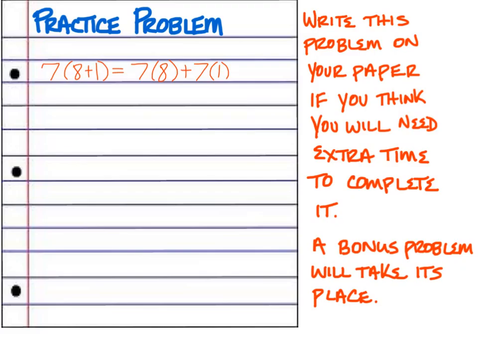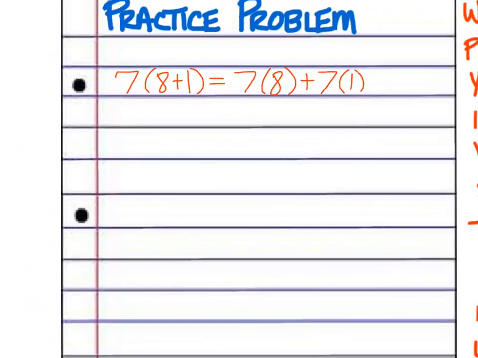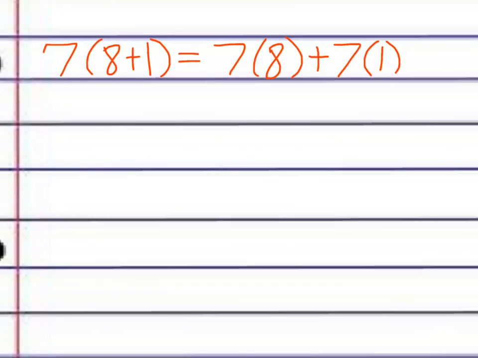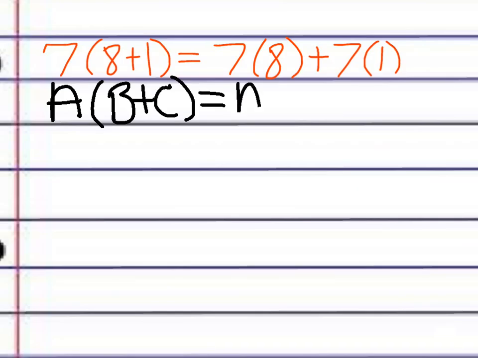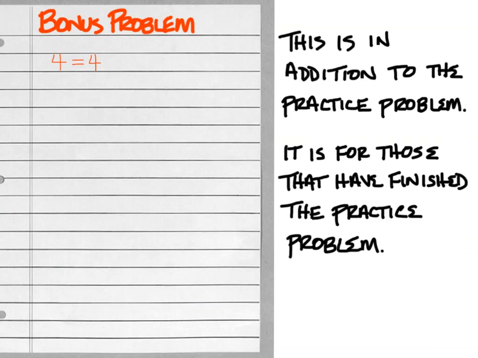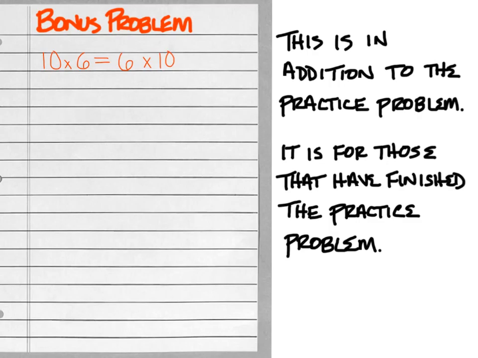Okay, next practice problem. Alright, for the practice problem, we have 7 times 8 plus 1 in parentheses is equal to 7 times 8 plus 7 times 1. That's A times B plus C is equal to A times B plus A times C. That's the distributive property, which is letter F on your handout. Okay, answer for this one was I. That's the reflexive property.